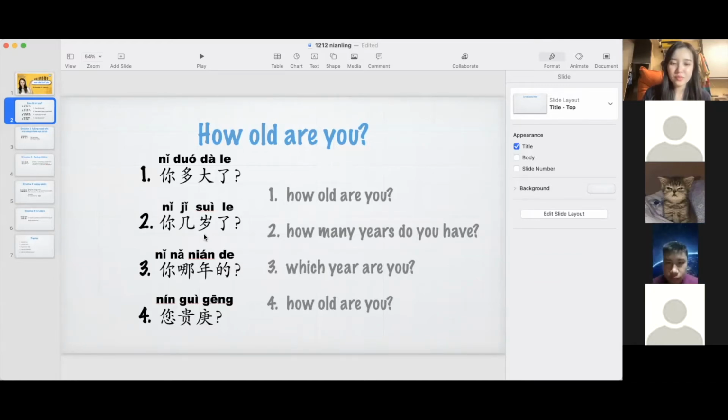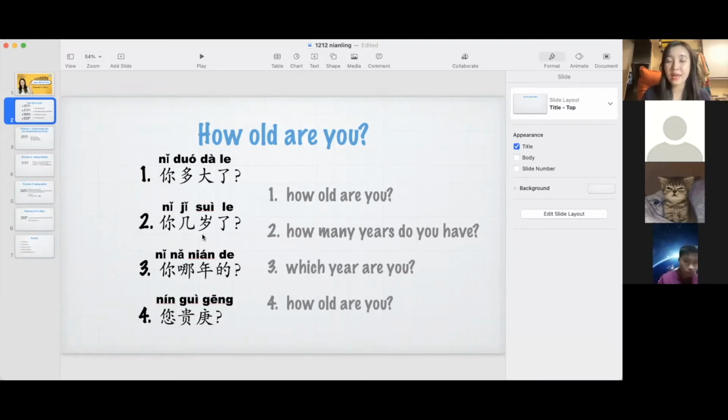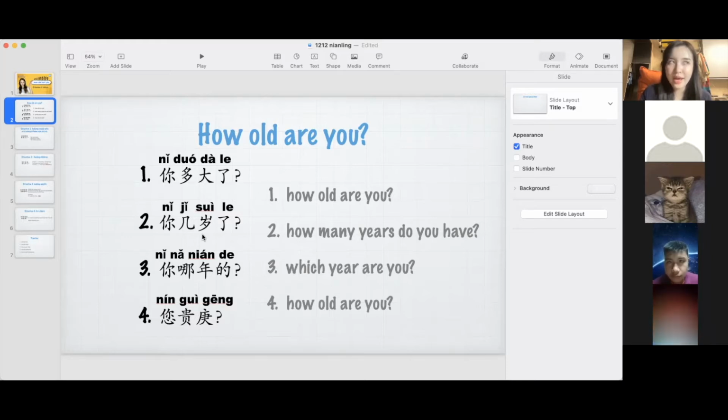And also here, this character, 岁, means age. For example, 我25岁, I am 25. This character often comes after the number. I'm 2 years old, it's 我2岁. So 岁 means years old. 我30岁, I'm 30. 我25岁, I am 25 years old. So 你几岁了 is like how many years do you have? It's the same, how old are you?